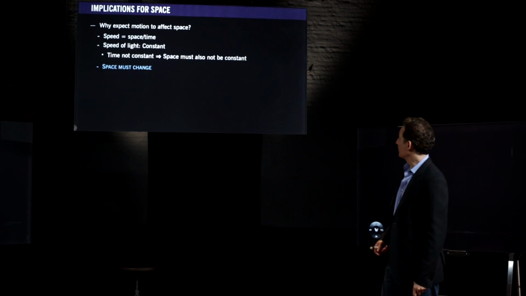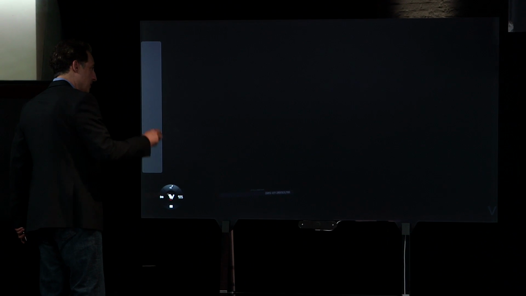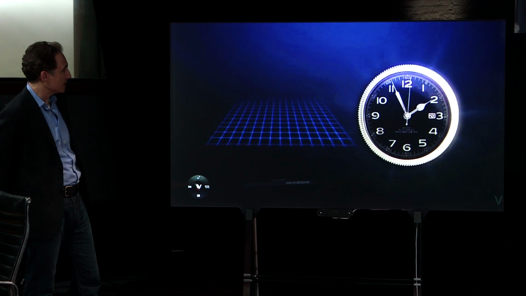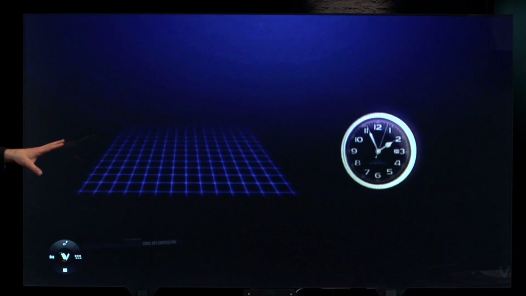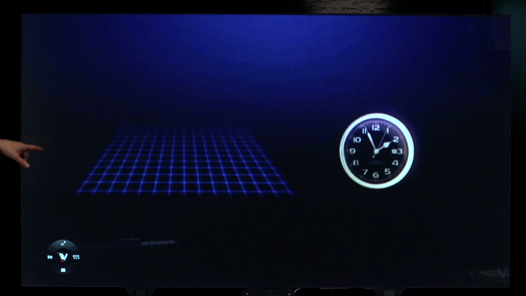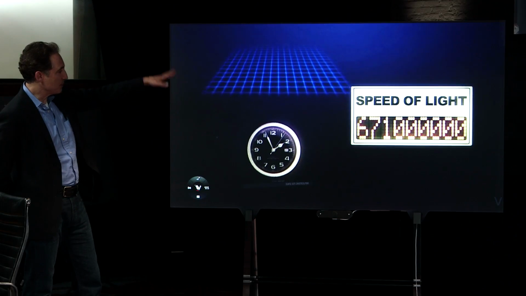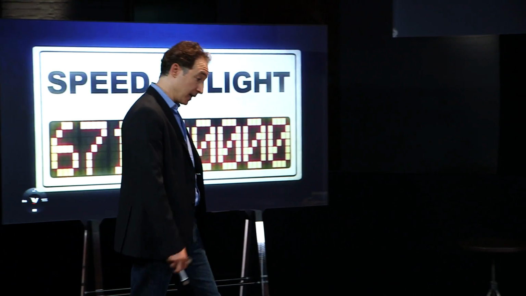So in schematic language, in order to ensure that the speed of light is constant, space must adjust itself in tandem with time so that the ratio for light stays fixed. So the picture you should have in mind is something like this. If we consider that time is not constant, therefore space must change too in relation to motion so that the ratio, space over time, is such that the speed of light can remain unchanged.